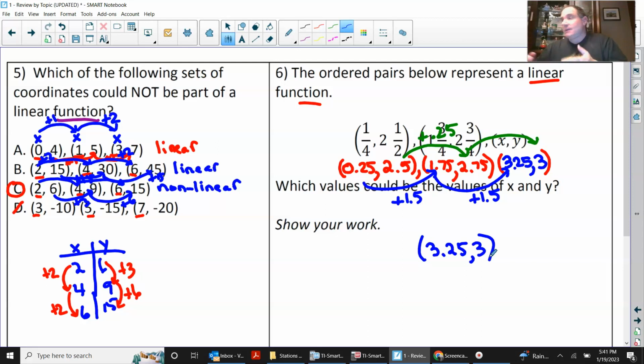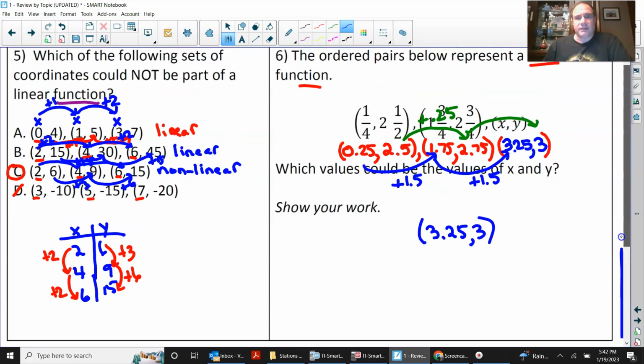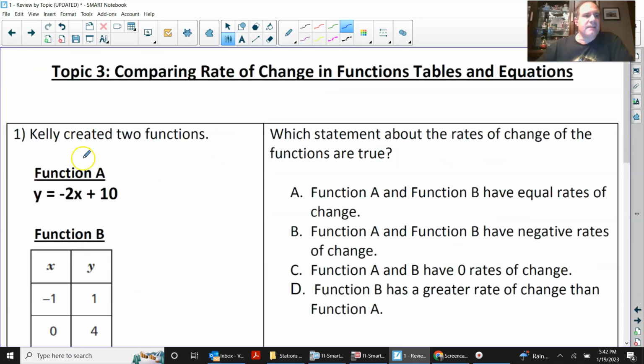If you had to figure out another point, then you would add 1.5 to this, and you get 4.75, and then 0.25 to the y, and you get 3.25. You could keep on going forever. We don't want to do that, because they're asking for one x and y, and that's basically it. So let's go on to the next topic.